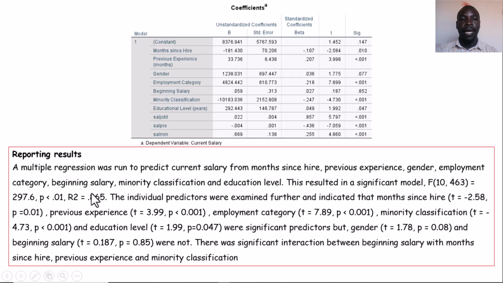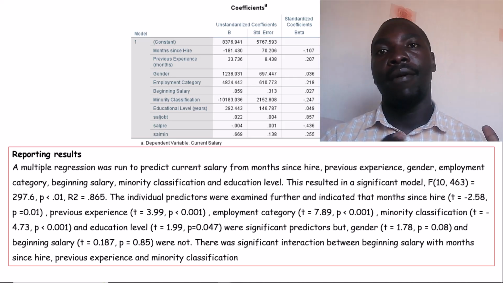We saw the R squared of 86.6. The individual predictors were examined further and indicated that months since hire, you put the t statistic and p-value. Those that were significant, we list them here, and we conclude by saying they were significant predictors. However, gender and beginning salary were not. There was significant interaction between beginning salary, previous experience, and minority classification.